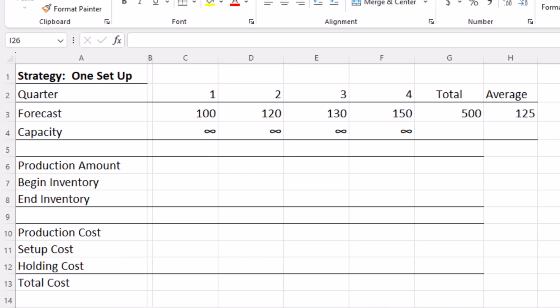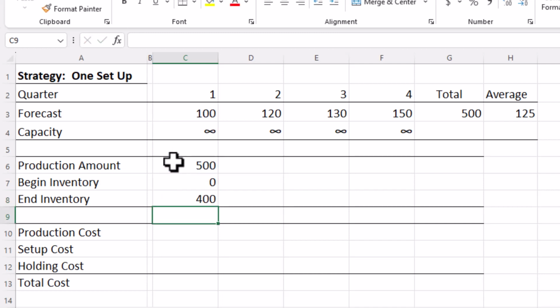So let's go ahead and get started. This is just for the purpose of demonstration. If I wanted to produce all of the 500 units in the very first period, I'll incur just one setup cost, but inventory carrying cost. My beginning inventory is 0. The end inventory is going to be the production amount plus the beginning inventory, which is 0, minus the demand.